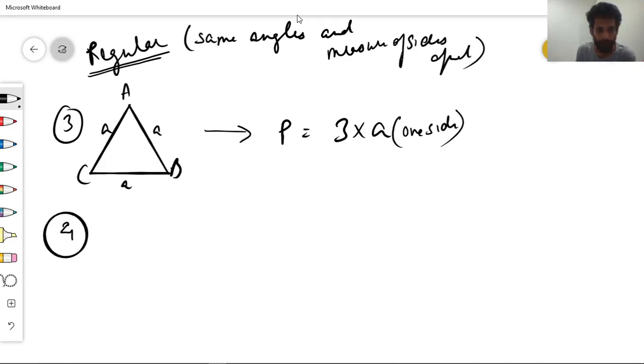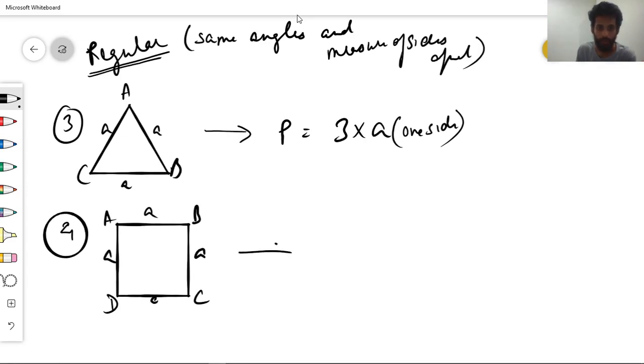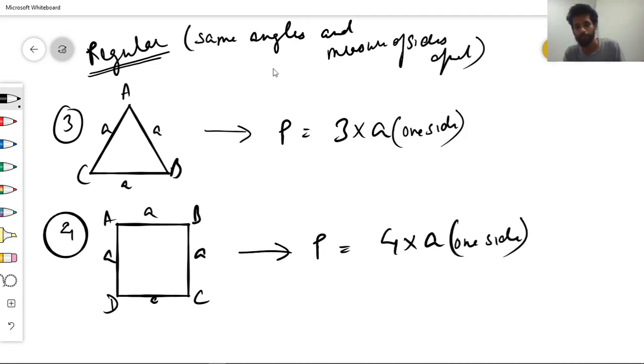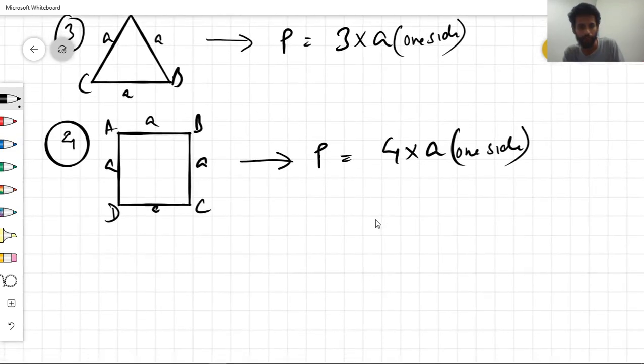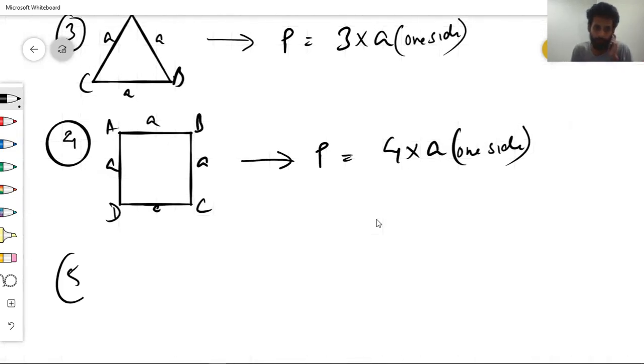Now a four-sided figure will be a figure in which four sides are equal. A figure in which four sides are equal is called a square. So the perimeter will be 4 into A. It can be L also, it can be A also, it can be S also, it does not matter.